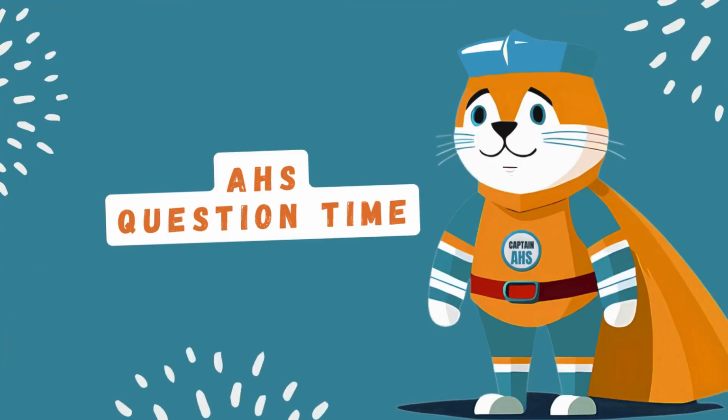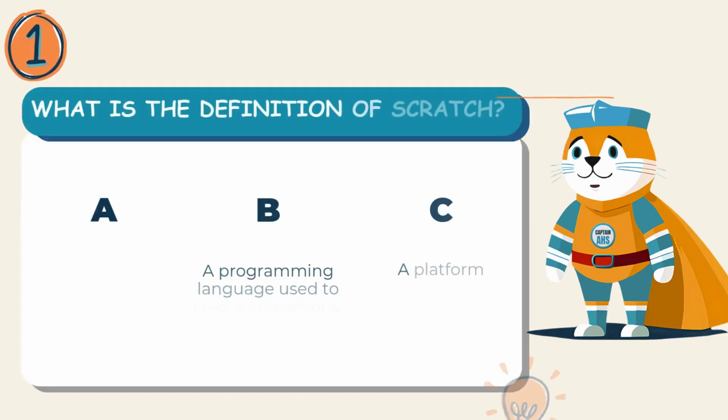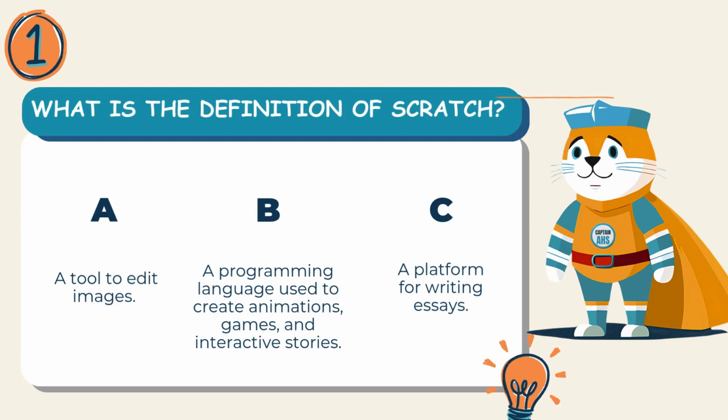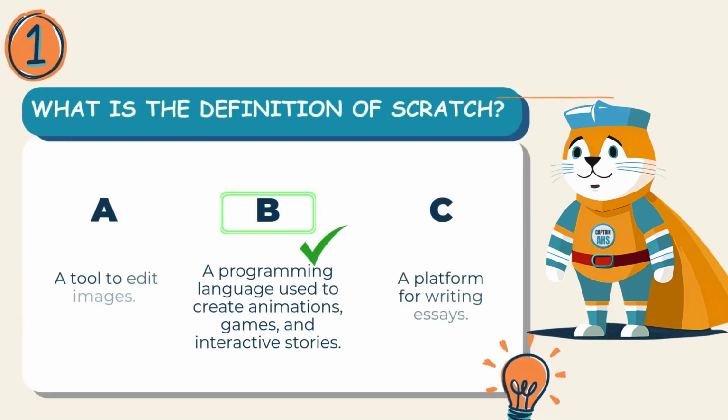It's time for the quiz. What is the definition of Scratch? Option A, a tool to edit images. Option B, a programming language used to create animations, games, and interactive stories. Option C, a platform for writing essays. Option B, a programming language used to create animations, games, and interactive stories.